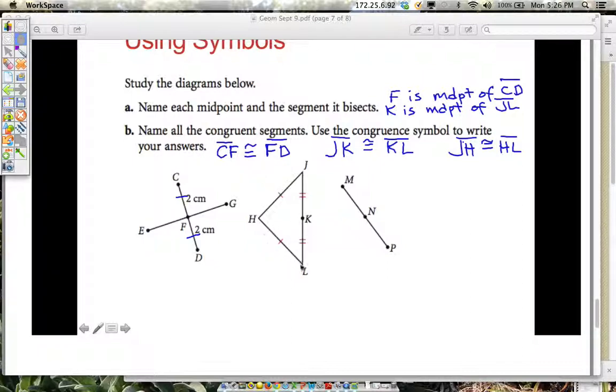Then how about over on this triangle? The only midpoint I can say is K is the midpoint of segment JL. Now on this one, there's no information. There's no measurements, no congruent markings. I can't assume anything. And then here it says name all of the congruent segments. Use the congruent symbol to write your answers. So we know segment CF, note the symbol, is congruent to segment FD. Here we can say JK is congruent to KL.